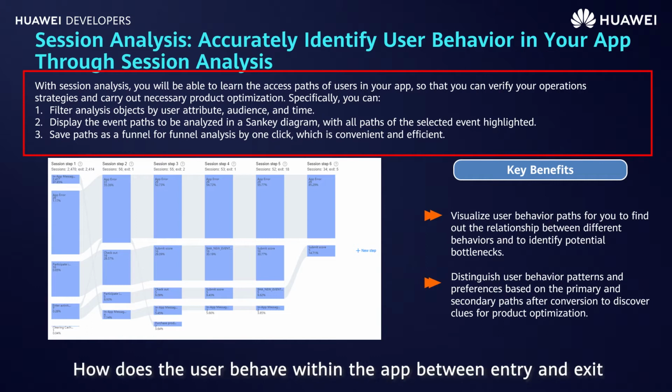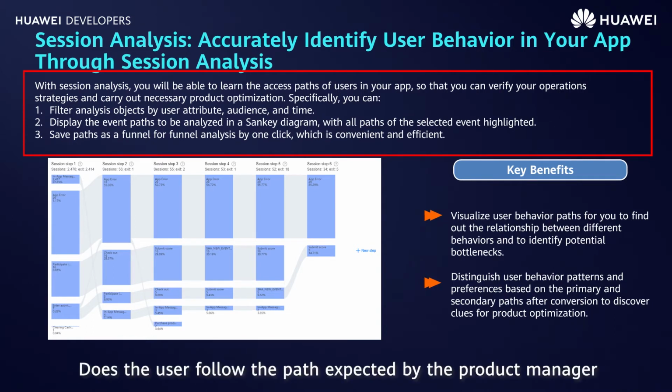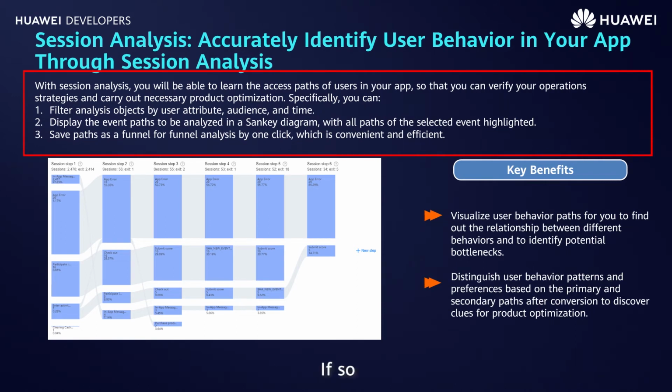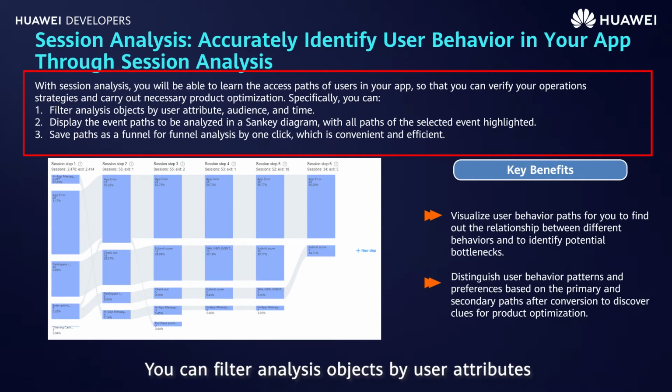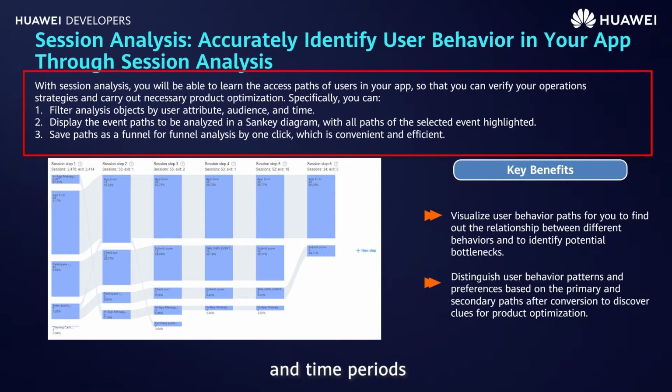How does the user behave within the app between entry and exit? Does the user follow the path expected by the product manager? If so, which steps do users follow? Do user behavior paths differ by region, phone model, or other characteristics? The path analysis model reviews the behavior path in each session in the form of a Sankey diagram. You can filter analysis objects by user attributes, audiences, and time periods.